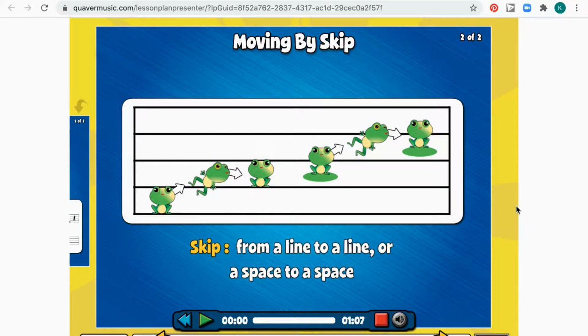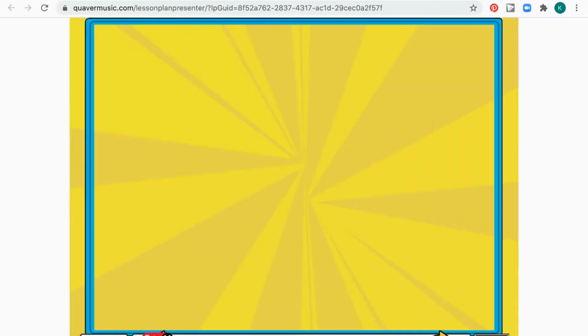A skip is when you have a line going to another line or a space going to another space. You're skipping a note in between. A step would be if you don't skip a note. You go from a line to a space or a space to a line. And a repeated note is if you don't move up or down at all and you just have the same note a second time.